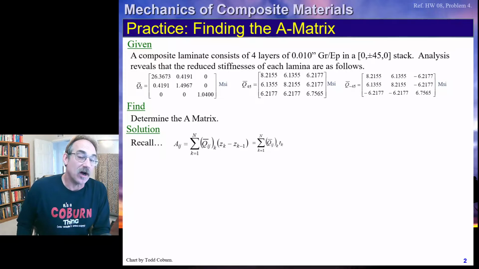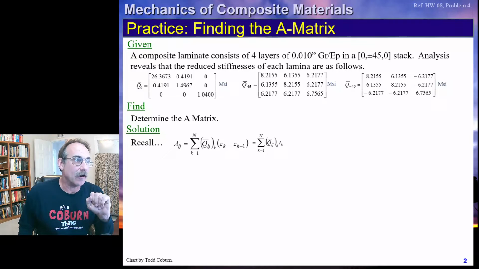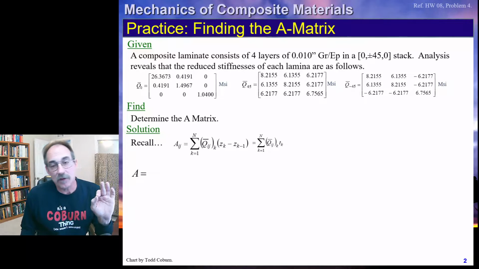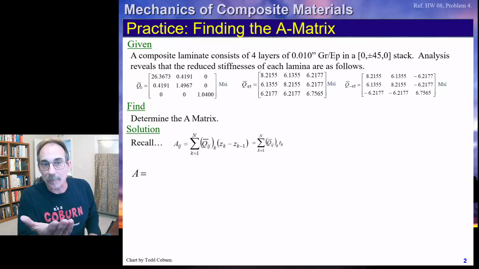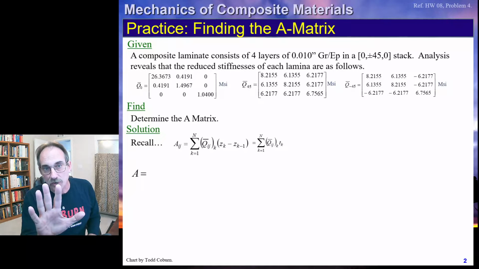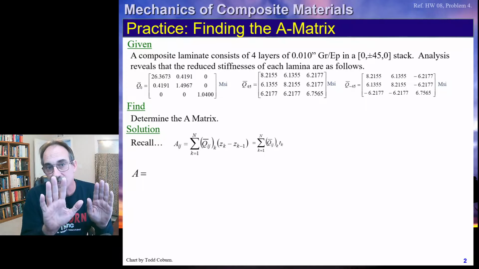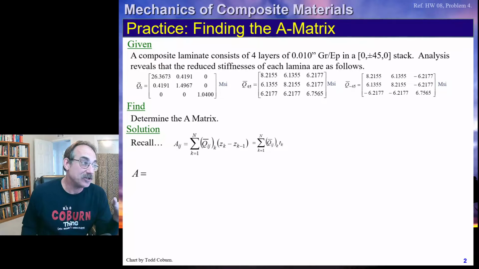And we also saw that we can write that more simply as the summation of the Q bars times the thicknesses of each layer. So that means our A matrix is simply, now if you have a calculator like a TI-Nspire, or other programmable calculator with good matrix equations, you can just store your Q bar matrix in one variable, your thickness of each layer in the other, and just multiply the Q times the thickness, and then sum up all of those. And this is going to show us how that's done.